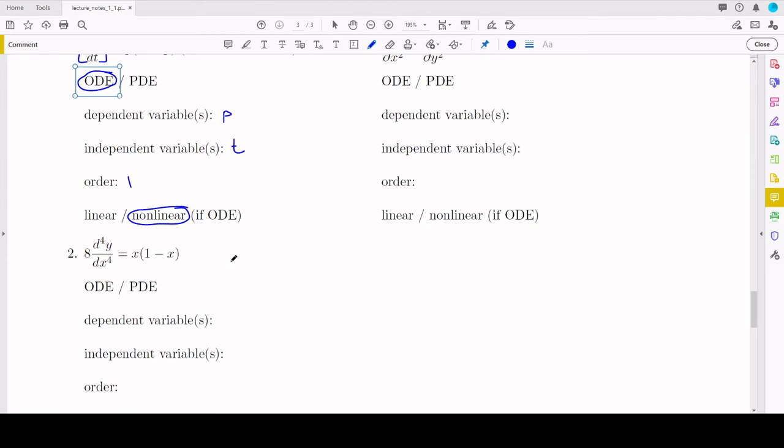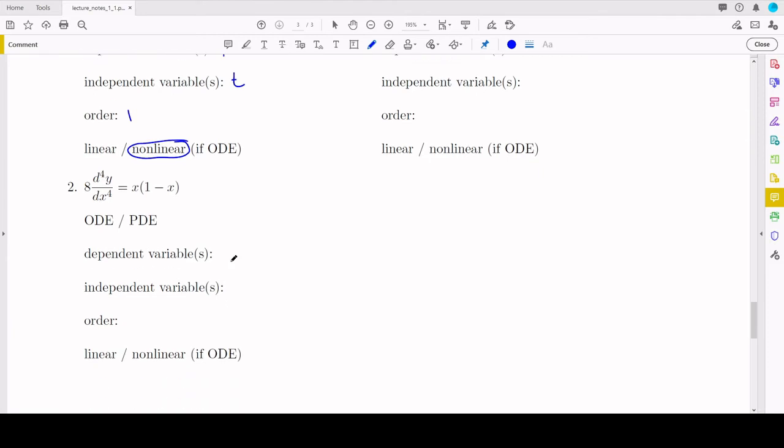Okay, let's move on to the next example here. We have 8 times the fourth derivative of y with respect to x equals x times 1 minus x. This is an ODE. There are no partial derivatives. The dependent variable is y, and then the independent variable is the x. The order of this differential equation is the highest order derivative, so the order is 4.